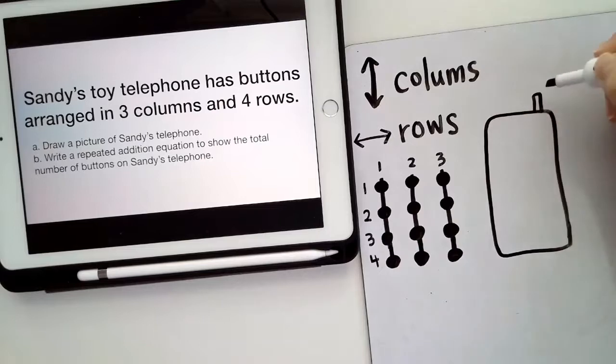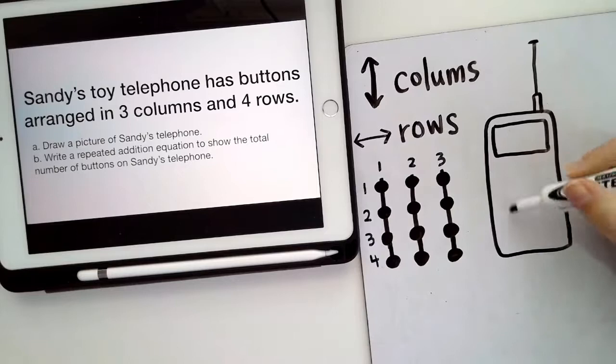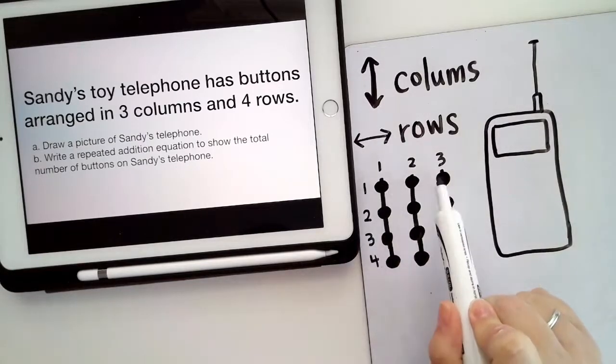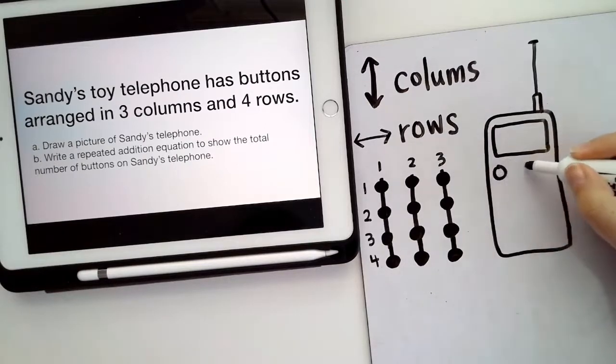I'll draw an antenna. And maybe this is like a little screen where you can see who's calling and who you are calling. And now I've got to add buttons, because you can't really do much if there are no buttons on your telephone, right? I remembered that there are 3 buttons in each row, and I have 4 rows. So now I'm going to draw those in. 1, 2, 3. That's row 1.